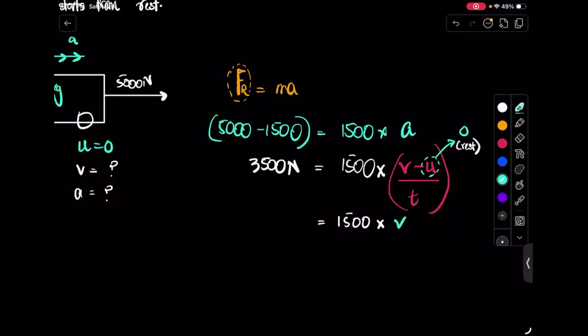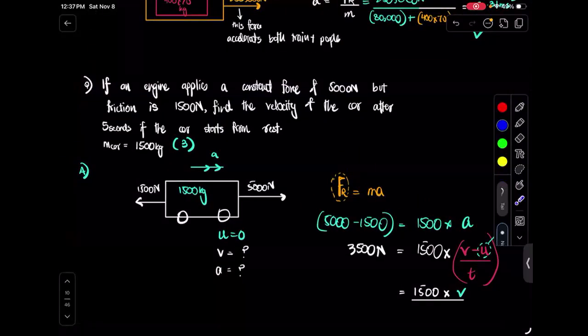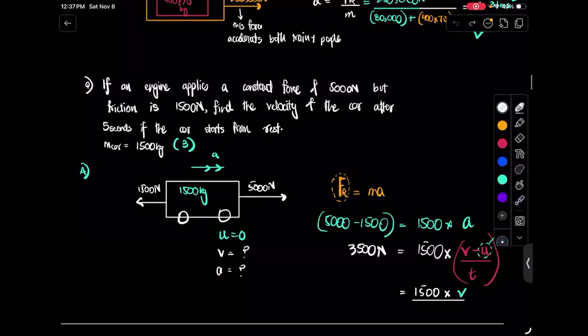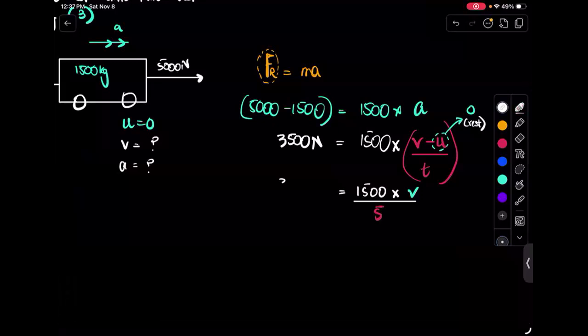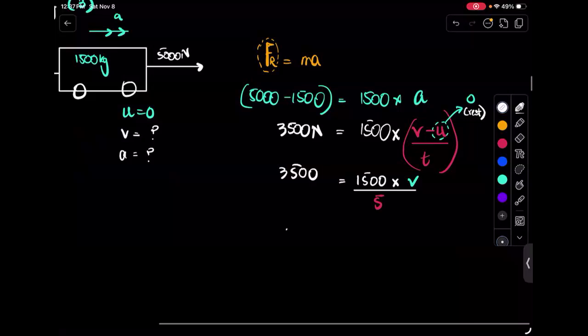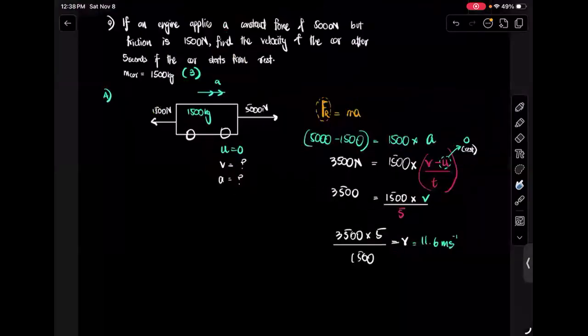So V is unknown. And what is the time? I'm talking about the time that it takes. We want to find out the velocity of the car after 5 seconds. So we have already been given the time as well. You plug in time over here, which is 5, and 3,500 over here. Now, it's just multiplication. 3,500 multiplied by 5 divided by 1,500. And there you have it, you have velocity. So 11.66. That's absolutely right. Great, Anya. Meters per second.